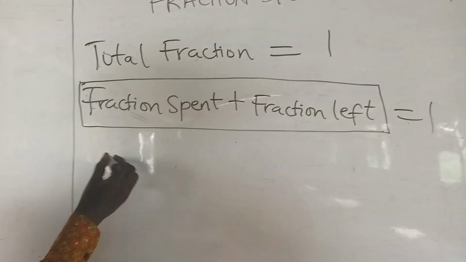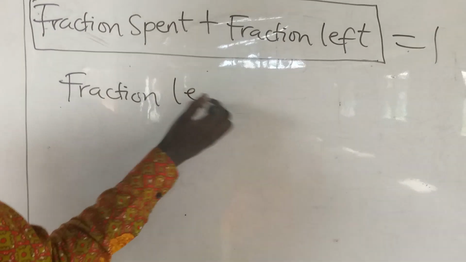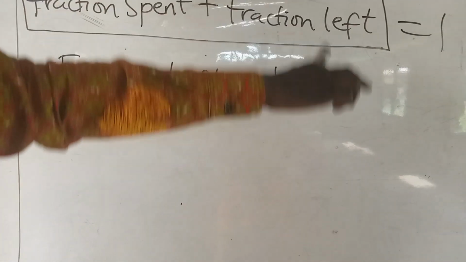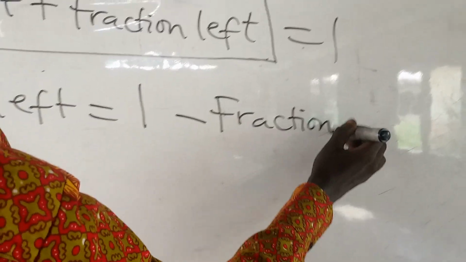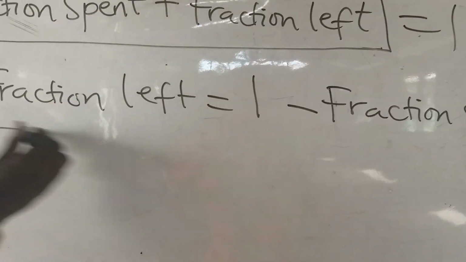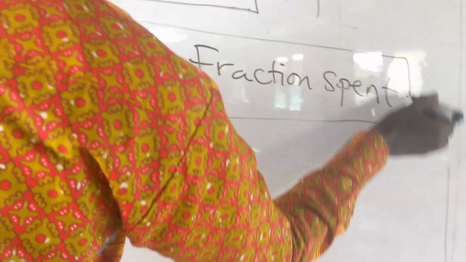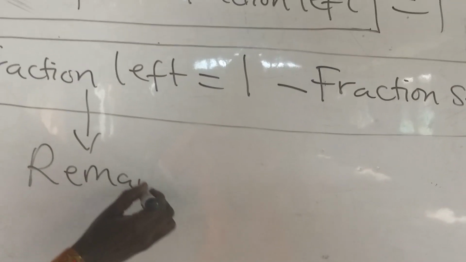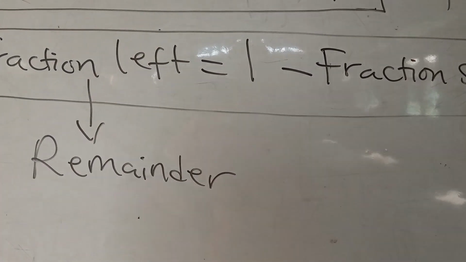So to get your fraction left from this formula, fraction left becomes 1 minus, once this crosses the equals, it becomes negative, 1 minus fraction spent. So always in the question, if they ask you to find your fraction left or remainder, another word, remainder, it is 1 minus your fraction spent.